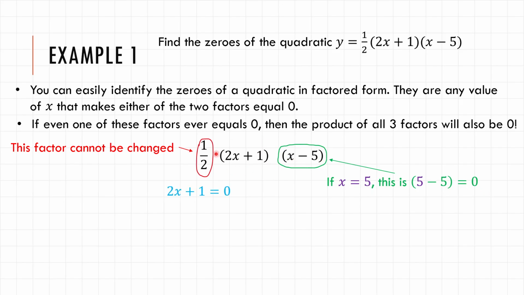This one's a little bit harder. So all I have to do is make it equal 0, and then I can solve for x. So if I subtract 1 from both sides and I divide both sides by 2, I will isolate x and see that if x is negative a half, this would be 0. And then something times 0 times something is 0. If x is 5, this would be 0, and by the same token, that would make the entire equation equal to 0. And so these are the two zeros: 5 and negative a half.